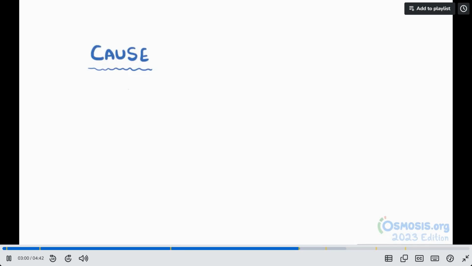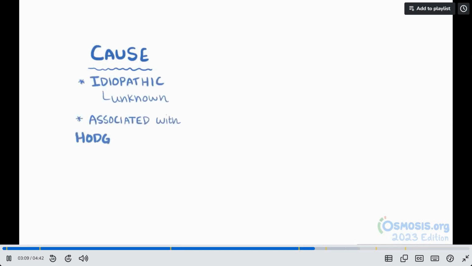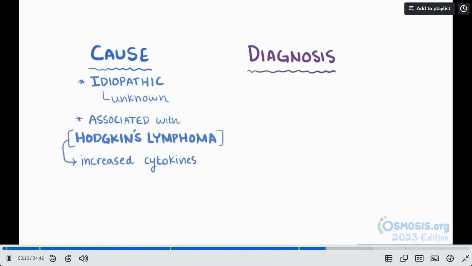As far as causes of minimal change disease goes, in most cases it's idiopathic, meaning the cause is unknown. Although one interesting clue is that it's associated with Hodgkin's lymphoma, possibly because of the general increase in cytokine production in that disease. For diagnosis, minimal change disease can be kind of tricky.